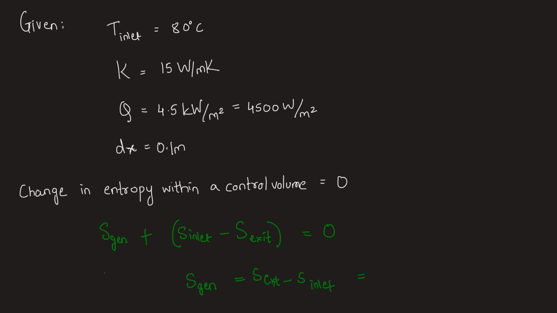This can be written as heat transfer rate upon temperature at exit, because that is nothing but the rate of change of entropy, minus heat transfer rate upon temperature at inlet. Heat transfer rate Q is same at both inlet and exit. So we know the value of T at inlet, which is 80 degrees. We know Q, but we need to find out T exit, and after finding out T exit, we'll be able to find the rate of entropy generated within the control volume.